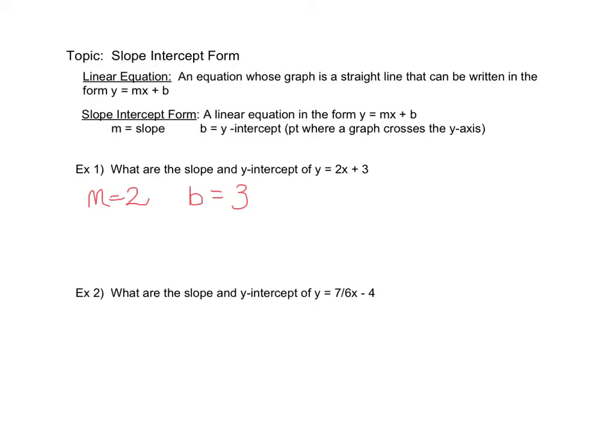Looking at example 2, again, I first have to make sure that y is by itself, which it is, and as long as y is by itself, I can say that my slope is the value in front of the x, so 7/6. My y-intercept, again, as long as y is by itself, will just be the thing that's being added on. Well, what is being added on? A -4, because the sign belongs to the number it's in front of.